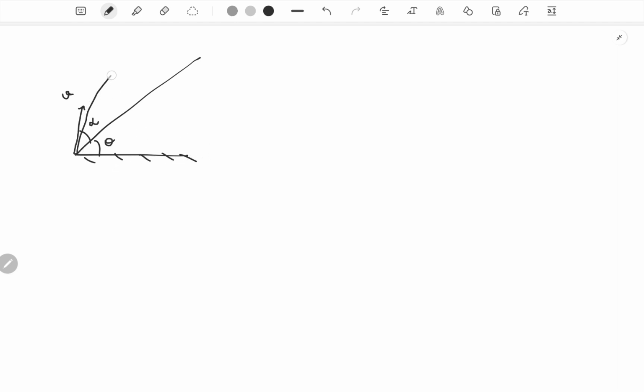Now it would basically go something like this and hit the inclined plane somewhere over there. Okay, so now let's say we wanted to find the time after which it would strike the inclined plane. That's our main intention. Let's say we projected it from point A, and it strikes the inclined plane at point B.